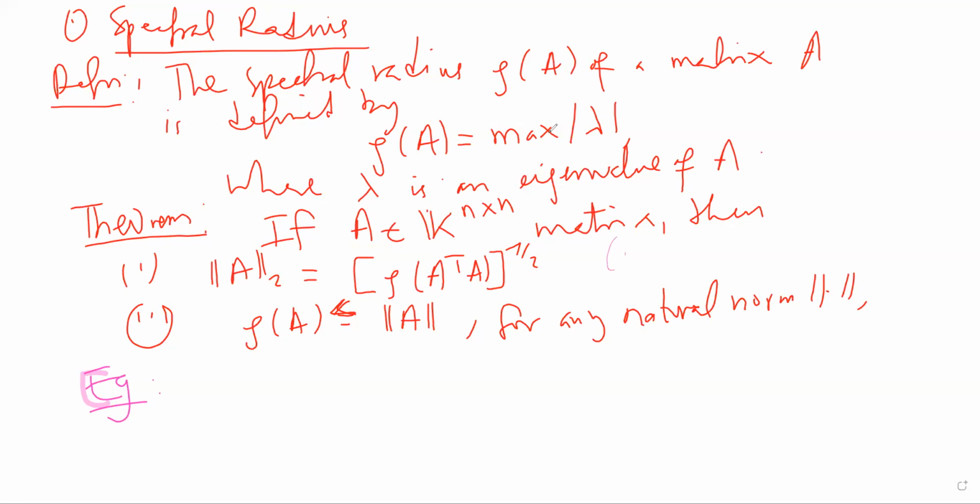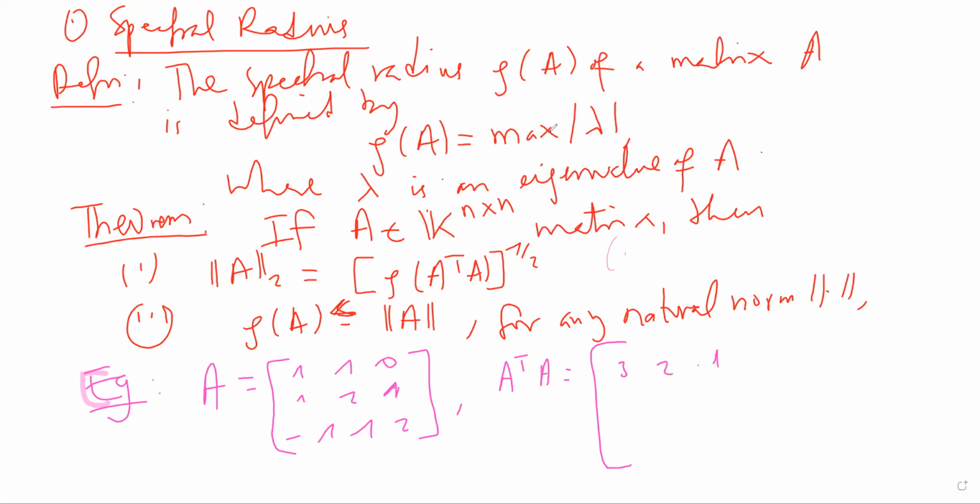Example: if you take a matrix A, it's 1, 1, 0, 1, 2, minus 1. We say that A transpose A will give us 3, 2, minus 1, 2, 6, 4, minus 1, 4. To compute the spectral radius of A transpose A, we know we need to find the eigenvalues. So the determinant of A transpose A minus lambda I.